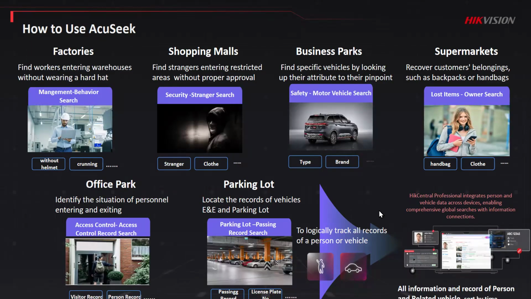Okay, so where would you use AccuSeek? Basically everywhere: factories, shopping malls, business parks, supermarkets, anything is possible. When we had a search the other day where we looked for a police person, it found all the cops in the view. Luckily, our van was standing at an event where there were cops walking past, but it could identify what a police officer should look like. They can see the police officer with the badge and the hat on and everything. So it's a lot easier to find anything you're looking for.